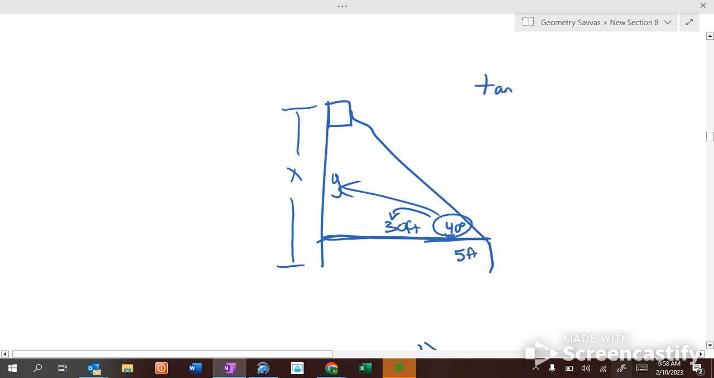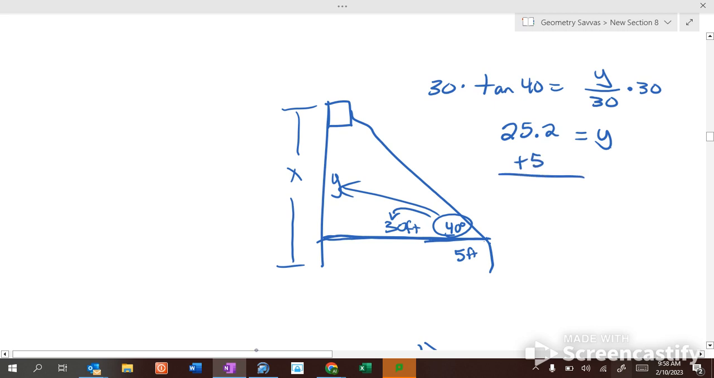So the tangent of 40 degrees equals opposite over adjacent and then multiply by 30. Y equals what? 25.2. And then if you add the extra 5 feet that the person is above the ground, it's 30.2 feet.